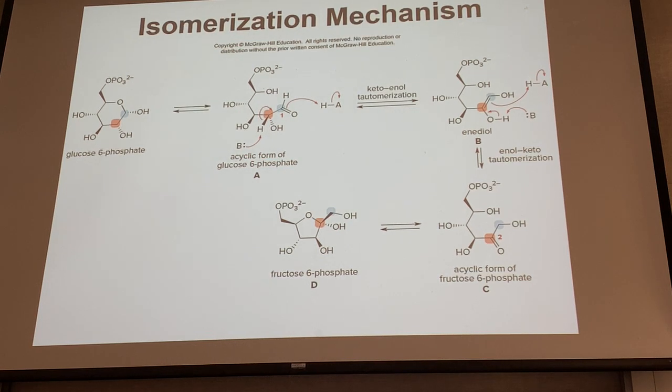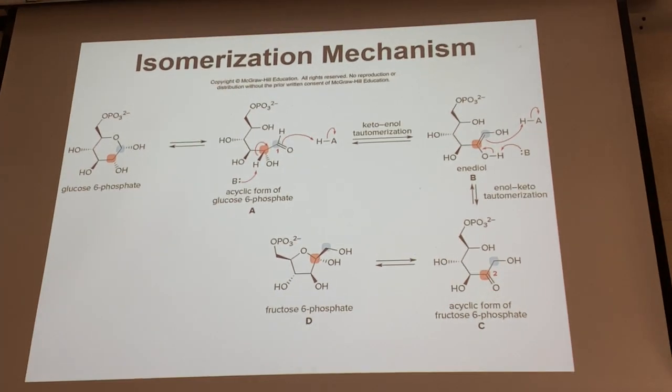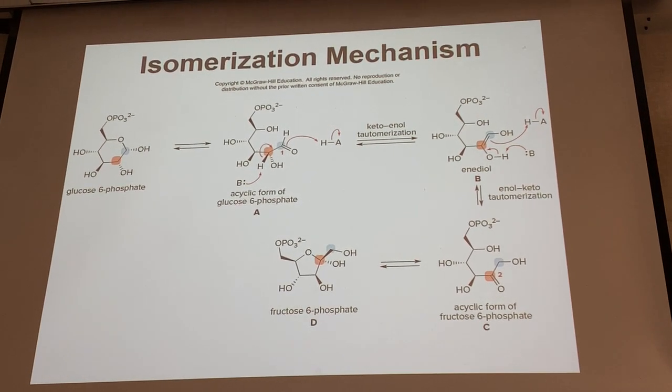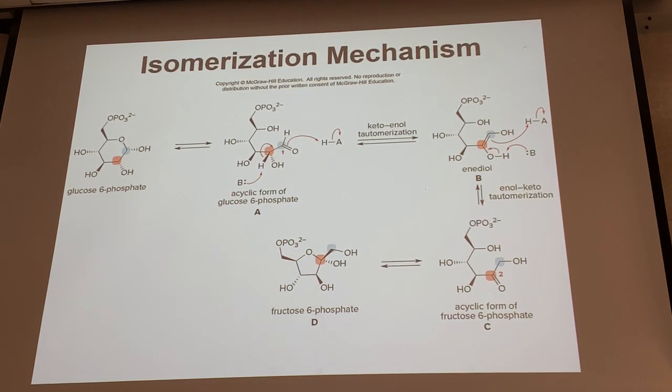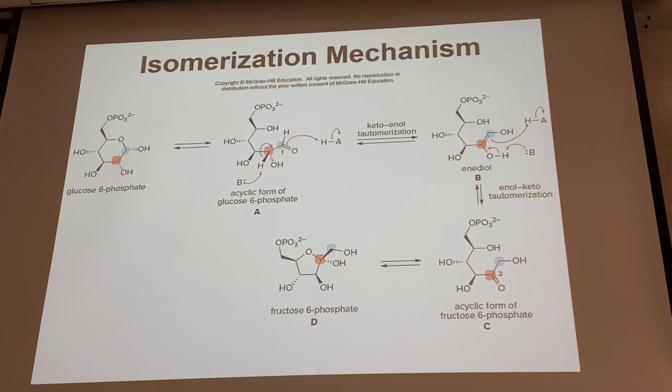And so when you have the acyclic form of glucose 6-phosphate, it can undergo keto-enol tautomerization. In solution, this tautomerization would require 2 steps, a deprotonation to form an enolate, followed by a protonation on the oxygen to form an enol. But in the active site of an enzyme, those 2 proton transfers can occur simultaneously, getting us directly to this enol. And the enol of a carbohydrate is a special type of enol. It is an enediol, having 2 OH groups on the alkene.